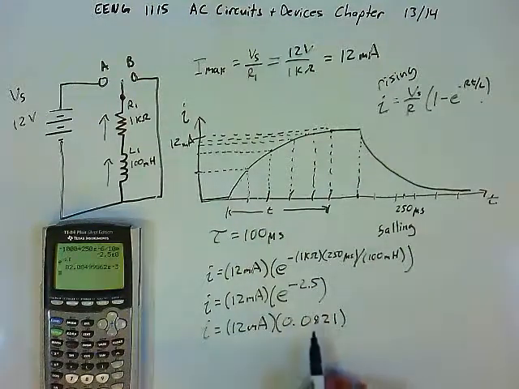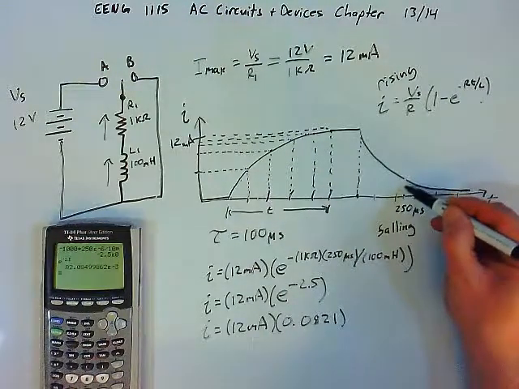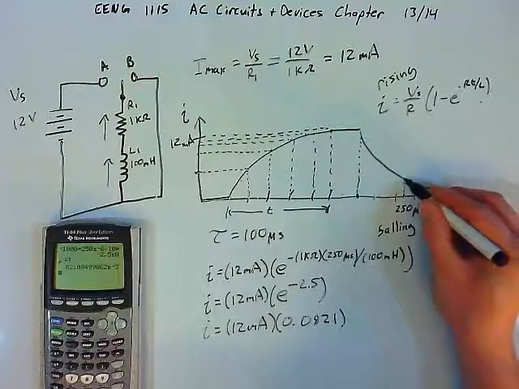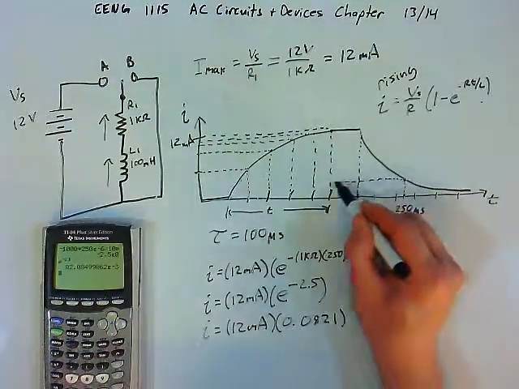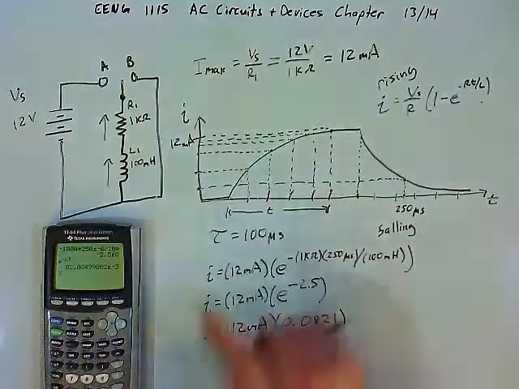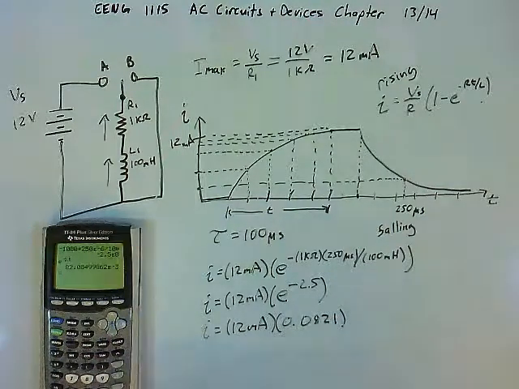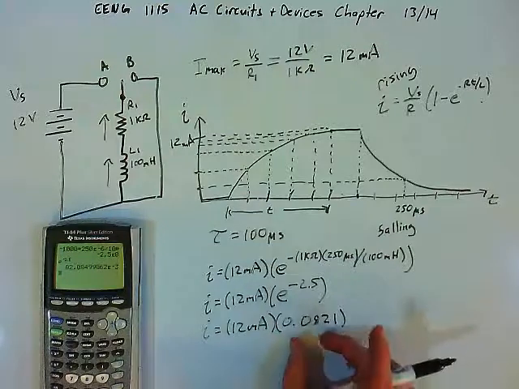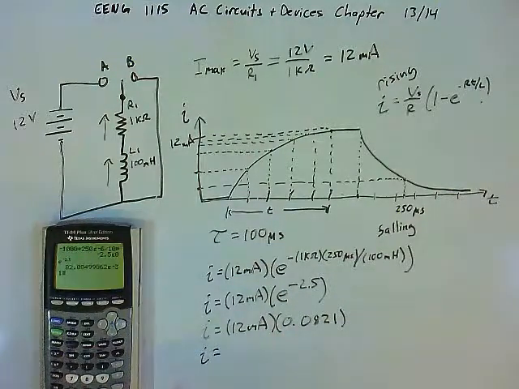And so what this says is that after 250 microseconds, the amount of current that is flowing in the circuit is only about 8% of the maximum value, right? So if 12 milliamps is 100%, after 250 microseconds, we're only at about 8% of that current value. And so the instantaneous current will be 12 milliamps times 0.0821.